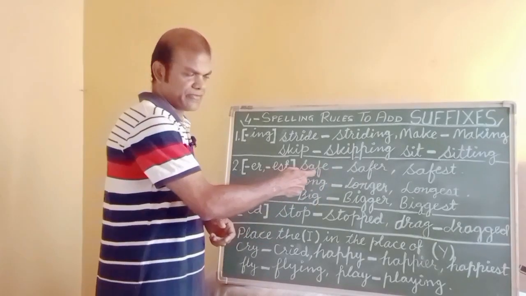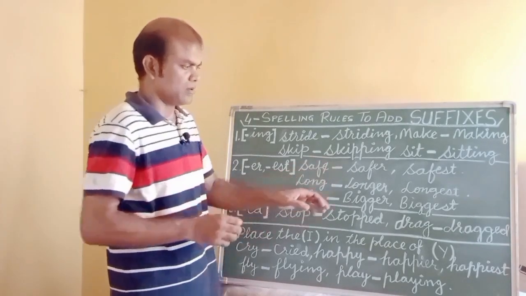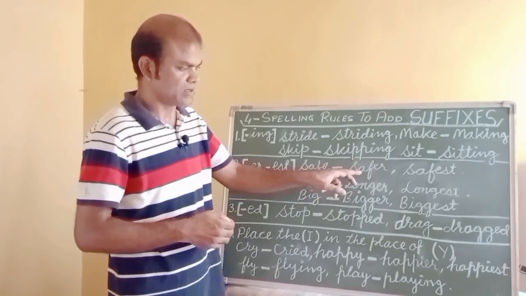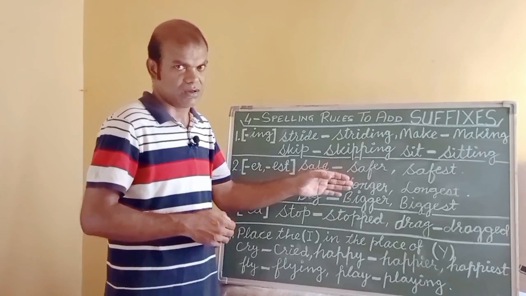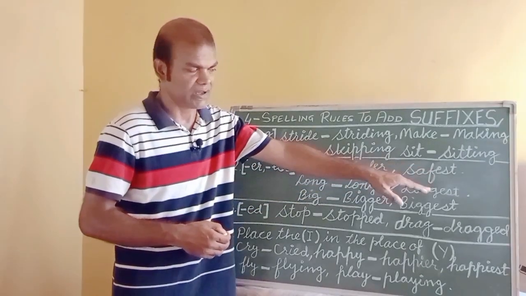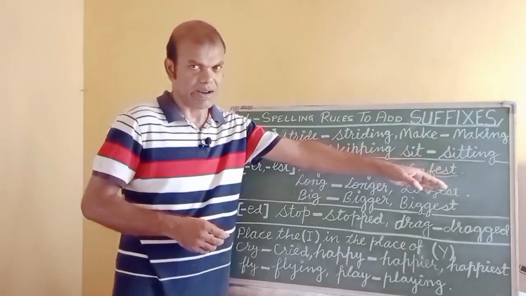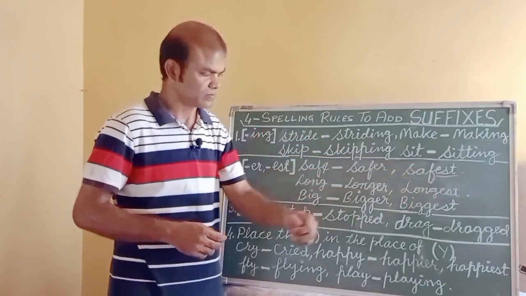Safe, we drop the e and add er in its place. We get safer. This is the comparative degree of the adjective. Then safest, the superlative degree. Same, we drop the e and add est at the end. We get the superlative degree, safest.